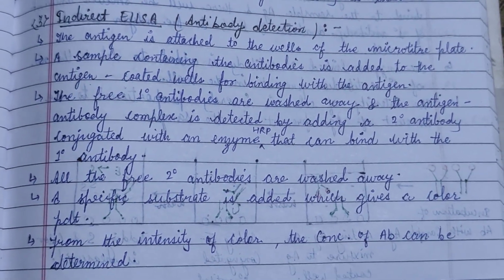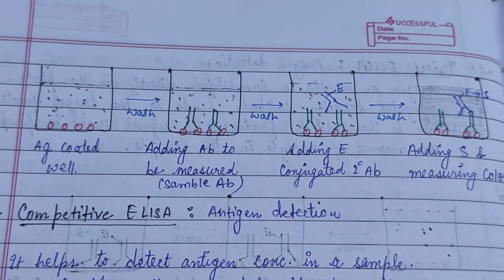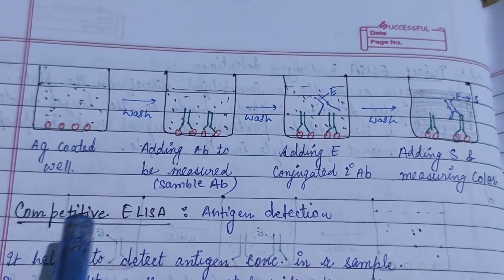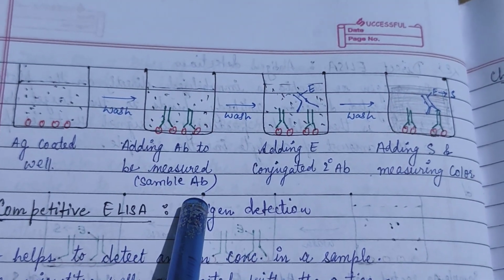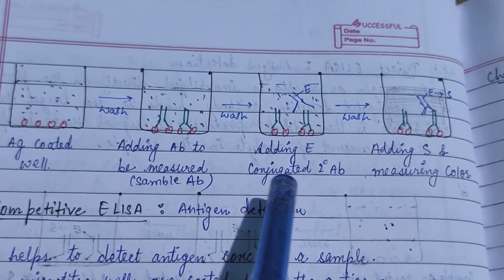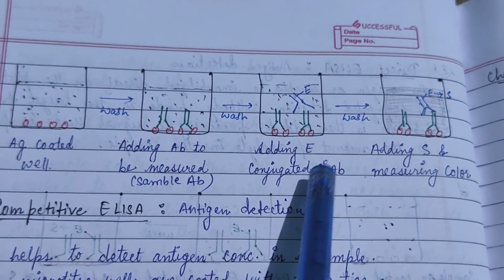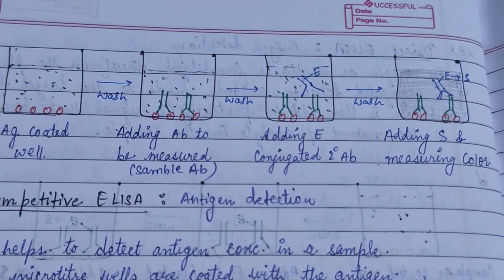Third one is the indirect ELISA, and it is used to detect the antibody. So the process here is that the antigen coated well is taken out, and then it is washed, and then the sample antibody to be measured is added, and then the enzyme conjugated secondary antibody is added. Then it is again washed and the substrate is added and the color is measured.